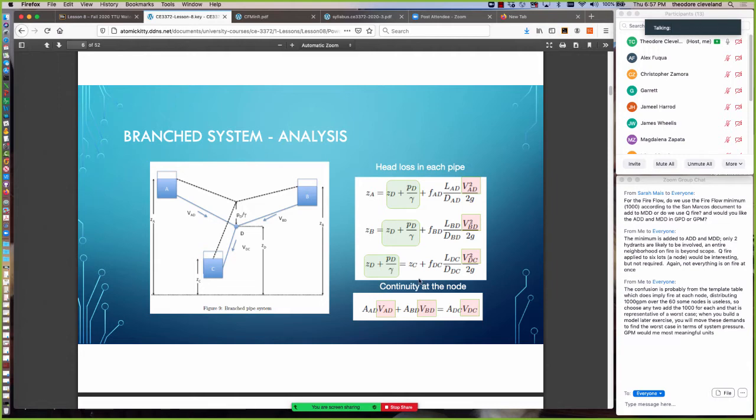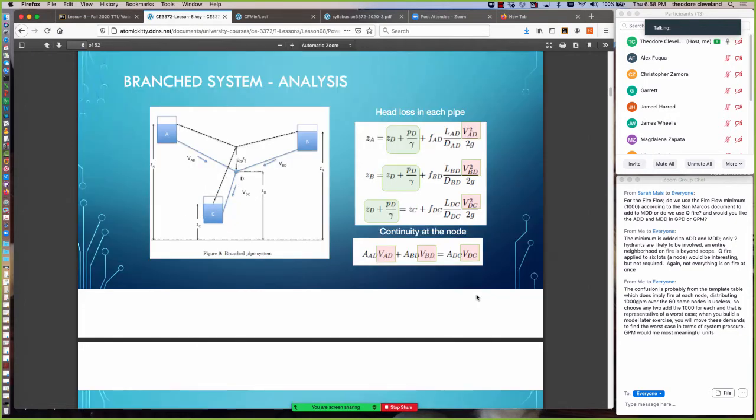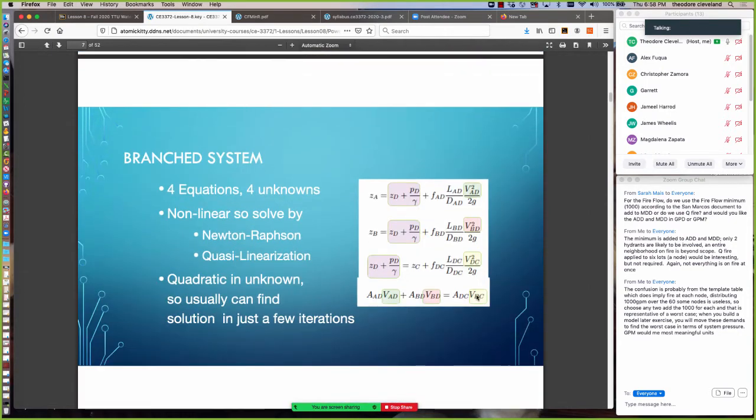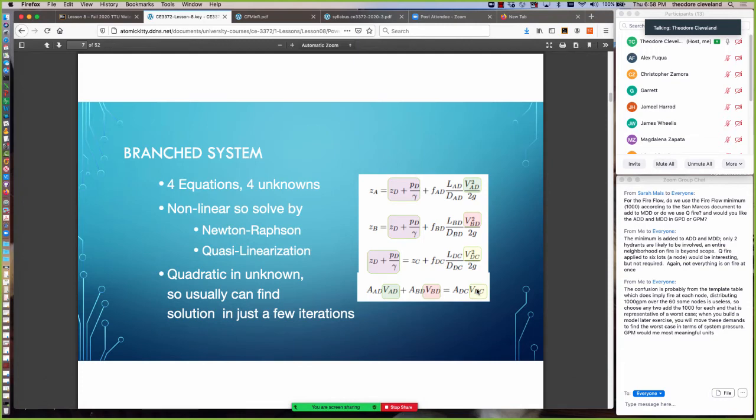Here it's written as a classic Bernoulli equation. So total head at D equals total head at C plus the head loss from D to C. And the fourth equation is a continuity at the node, which recovers the 3 velocities, or the 3 flow rates, if you will, at the node. So we have these 4 equations and 4 unknowns.